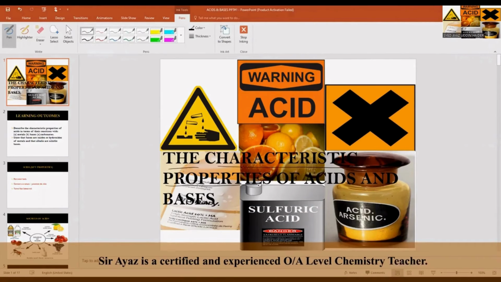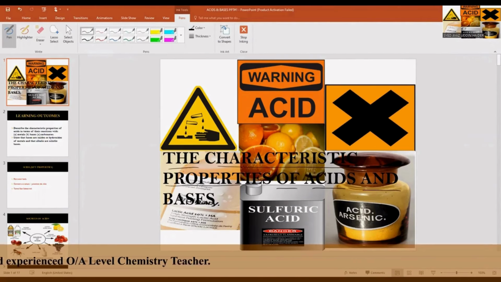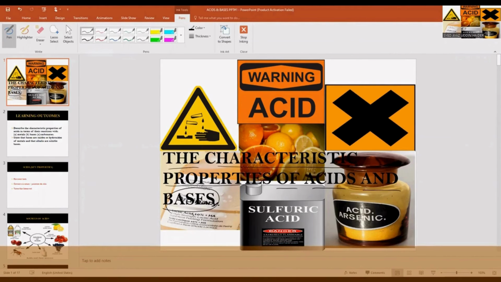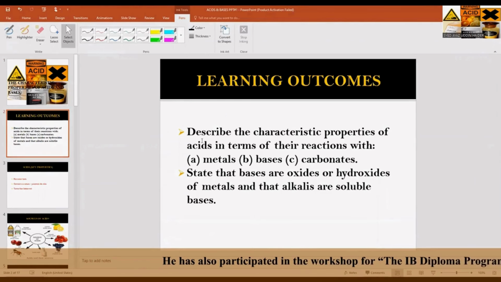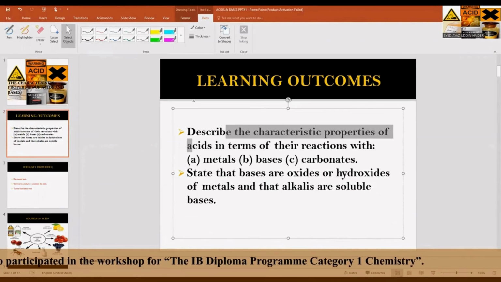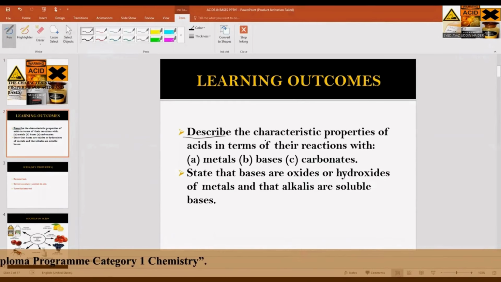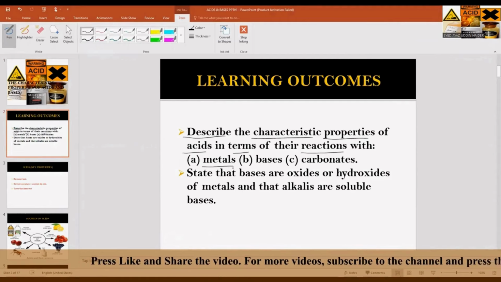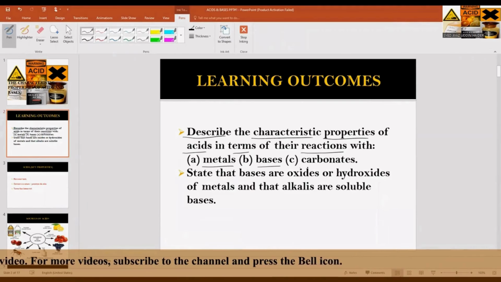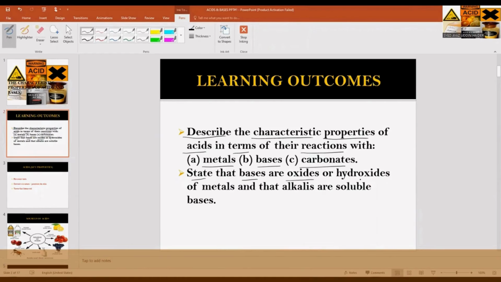Characteristic properties of acids and bases. So here are the learning outcomes for this video lesson. Describe the characteristic properties of acids in terms of their reactions with metals, bases, carbonates. State that bases are oxides or hydroxides of metals and that alkalis are soluble bases.